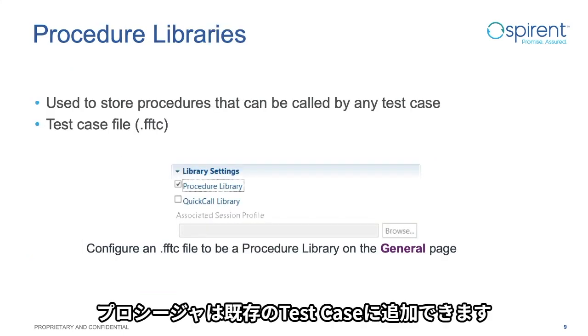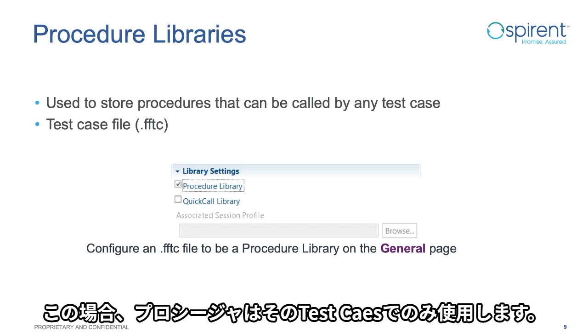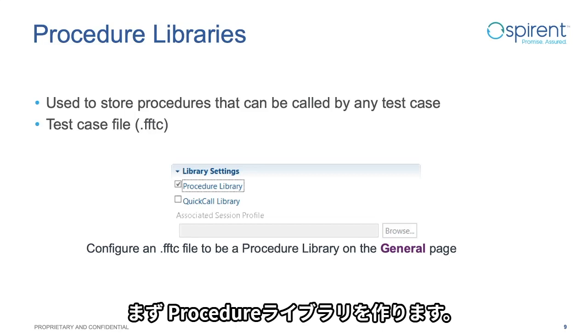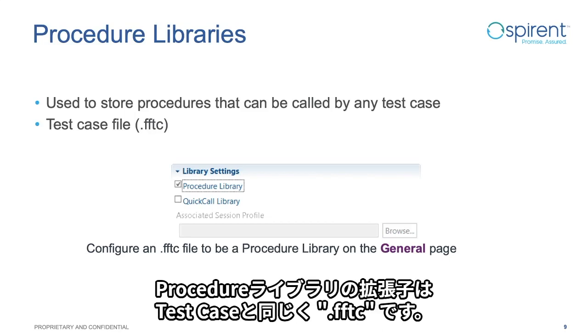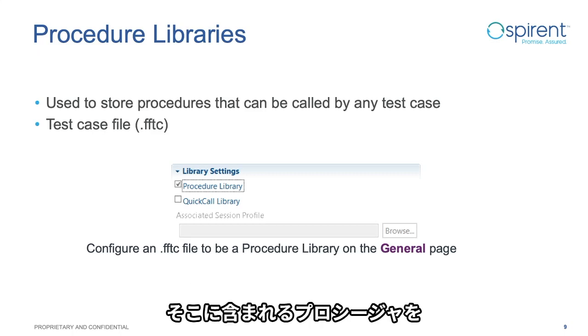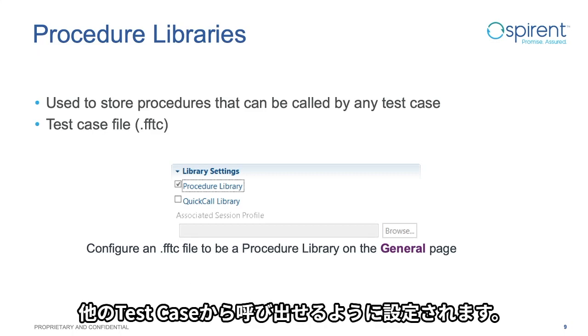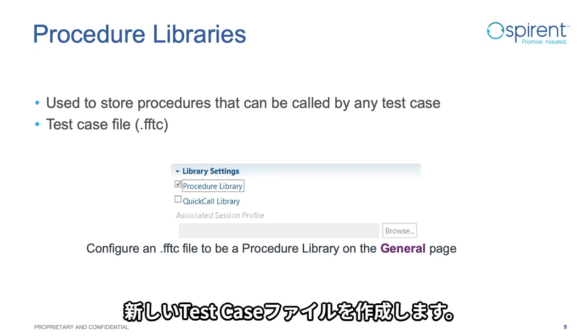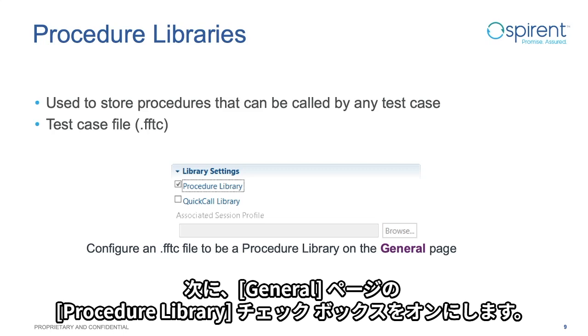Procedures can be added to an existing test case if they are going to be used only in that test case. To create procedures to be used by other test cases, create a procedure library file. Procedure libraries are the same file type as a test case, .fftc, but they are configured to allow the procedures they contain to be called by other test cases. Create a procedure library by creating a new test case file, then selecting the Procedure Library checkbox in the General page.